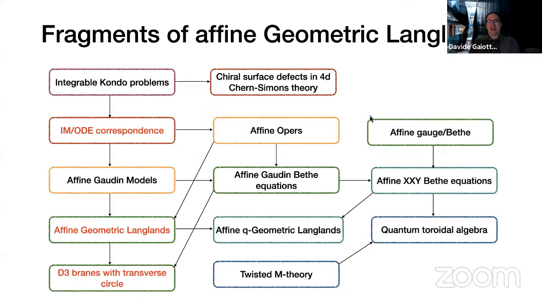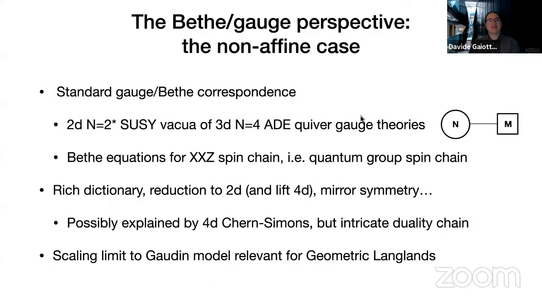So let me start from the gauge/Bethe correspondence. This is a peculiar relationship between supersymmetric gauge theories and spin chains, integrable spin chains. It starts from the observation that the same set of polynomial equations control two things. They control the supersymmetric vacua of gauge theories with four supercharges, but also they are the Bethe equations for some spin chains.